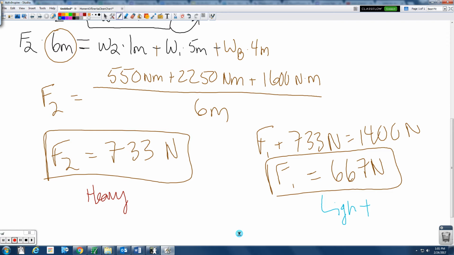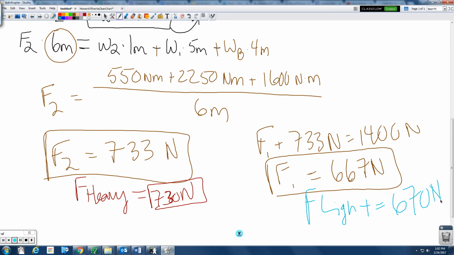And then the number of significant digits, I forget, I think it was 2. So we'd have 730. But you see what we got here: 730 newtons if we round it. So force at the heavy end equals 730. That's a 3, we round it down to 730. And then the force at the light end should be 670, if we round it to 2 significant digits. And so we have 730 and 670. Those add up to 1400.